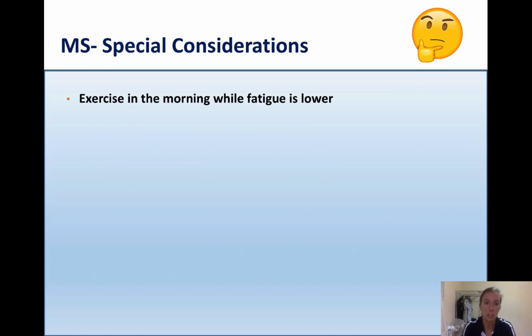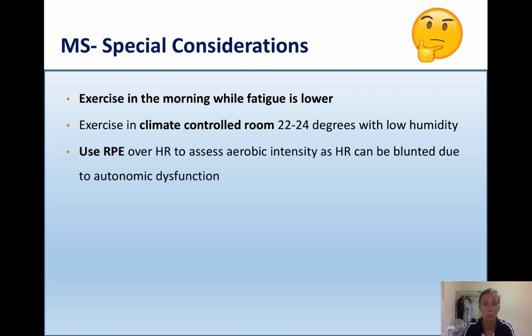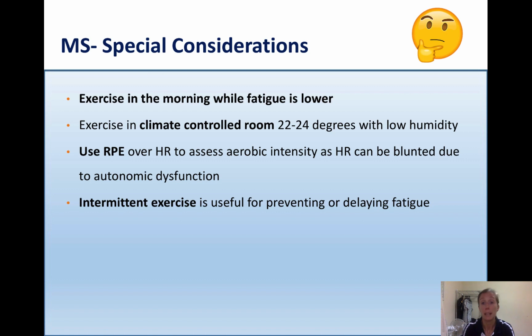A few more special considerations. So fatigue's typically going to be lower in the morning, so take advantage of those periods. You're probably going to want to get your main training in then, whatever it might be. Think about the climate, so you want to make sure that you are not in a warm or a hot or a humid environment, because we know that's going to cause some problems. There might be some autonomic dysfunction present, so don't be relying on heart rate for aerobic intensity measures. Think about using RPE scales, keep it simple. Intermittent exercise can be really useful when you're trying to prevent or delay fatigue, so accumulate shorter bouts rather than just going for one big hit.